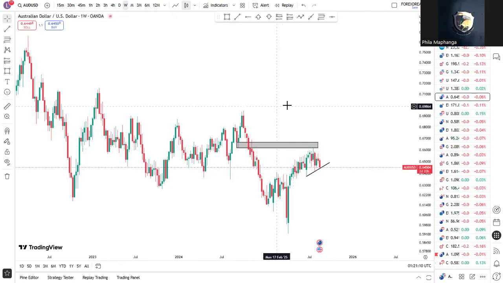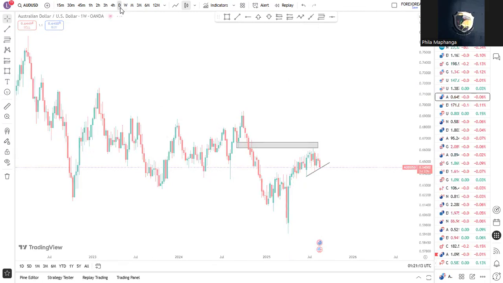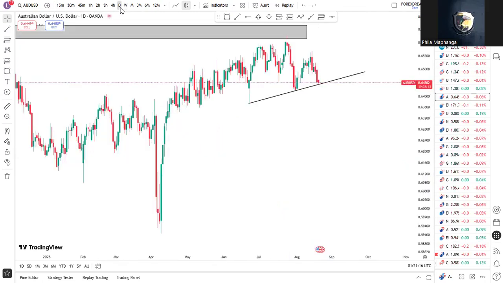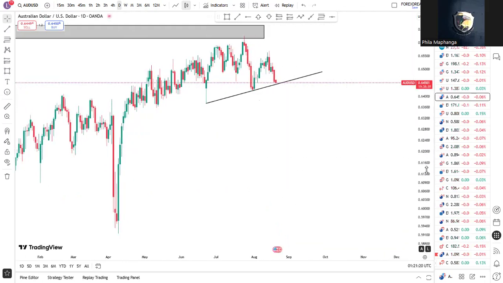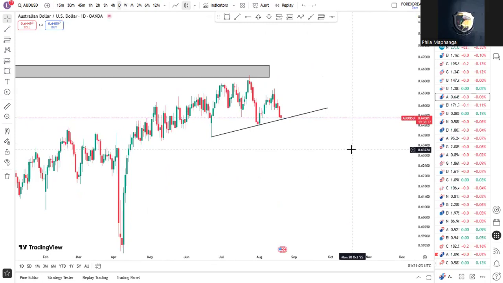So what we're going to do now, we will move from weekly to daily. So now, looking at this information, remember what I said to you. I said from a higher time frame, the market is going down, right? Let's verify more information here.